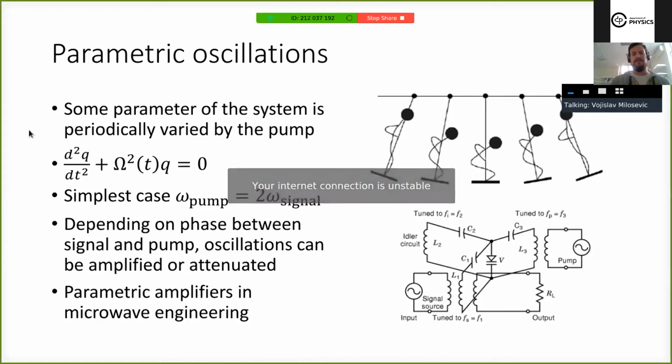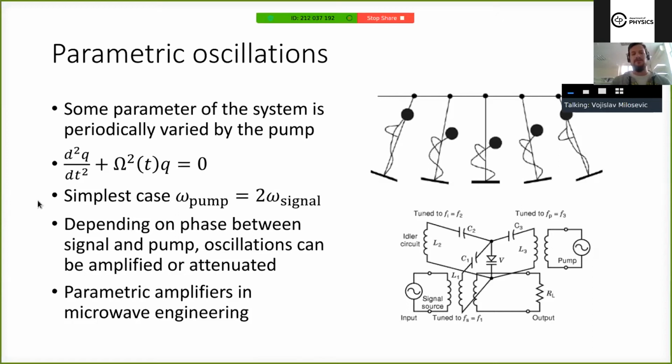And mathematically, the simplest case of this parametric oscillation is the case when the pump frequency, which is the frequency of the parameter change, is equal to two times the frequency of the signal. And in that case, depending on the phase difference between signal and pump, the oscillations can be attenuated or amplified. And this concept has a long history, in particular in microwave engineering, where it was used for parametric amplifiers, the main benefit of which is that they have very low noise compared to negative resistance amplifiers like transistors, and they have historically been used for low noise applications like space communications and so on. The reason for this low noise is that in this case the reactance is varied in the system, which produces no noise as opposed to resistance.